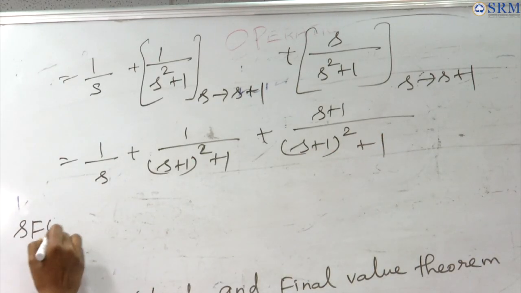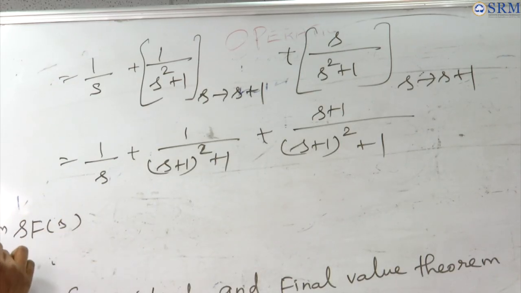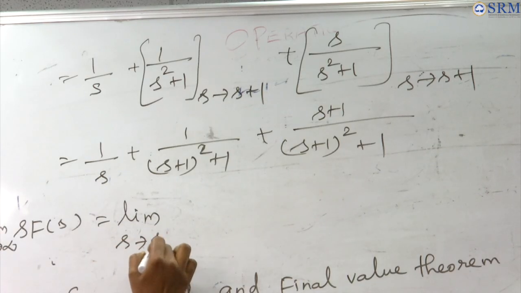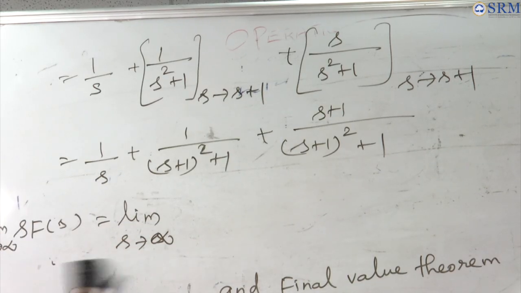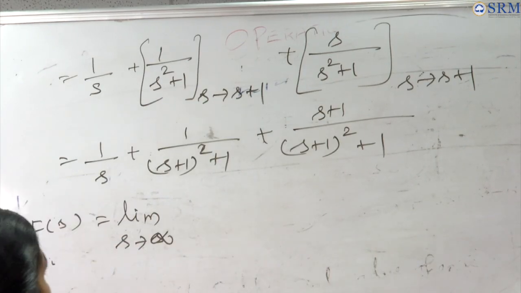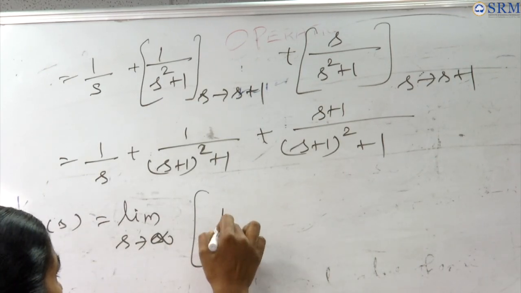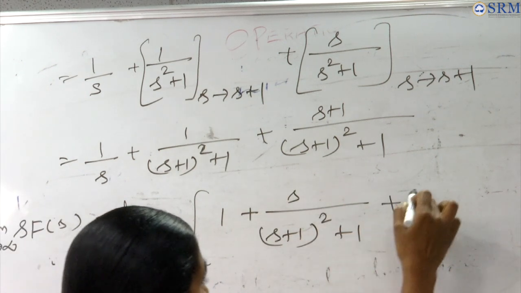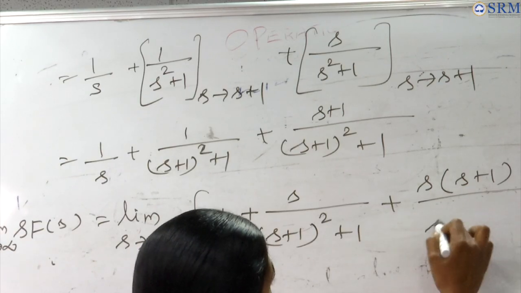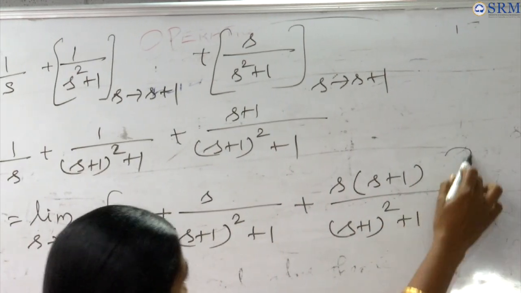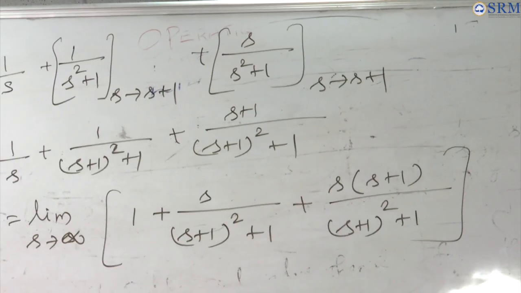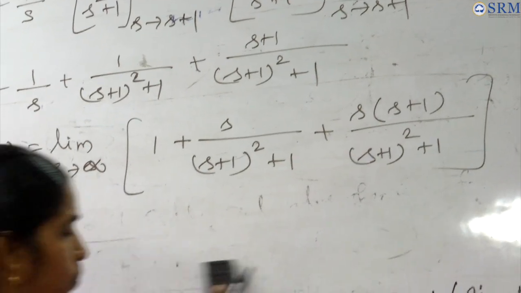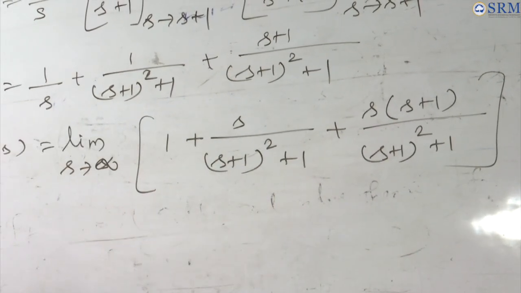So s into F of s. Apply the limit s tends to infinity. Now 1 by s, the s cancels, so only 1 plus s divided by s plus 1 whole square plus 1, plus s into s plus 1 divided by s plus 1 whole square plus 1. In the first term there is no s term, so you replace the first value. But in the second one the numerator is s and the denominator is s plus 1 whole square. Now first you rewrite the second term and the third term.